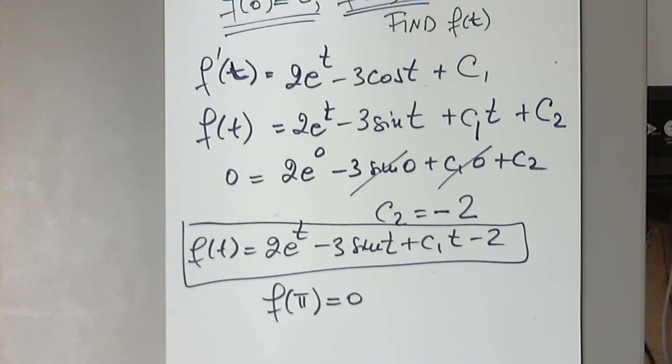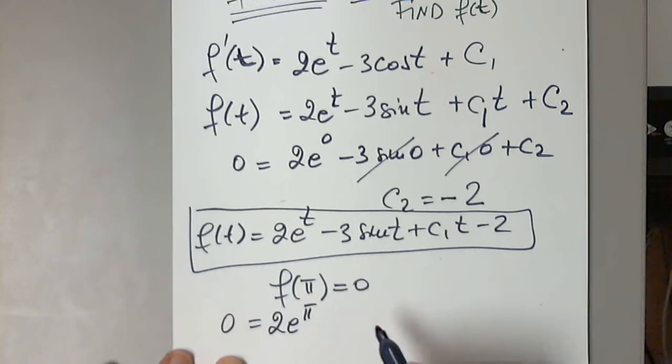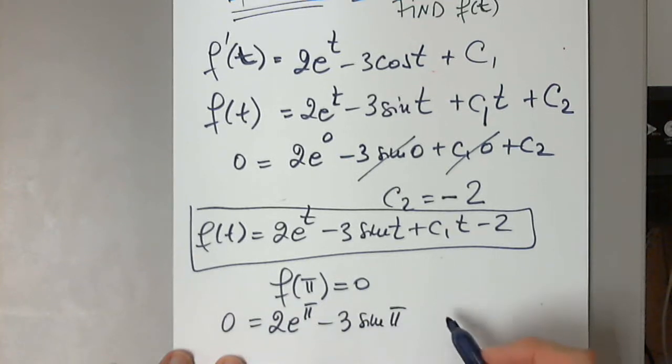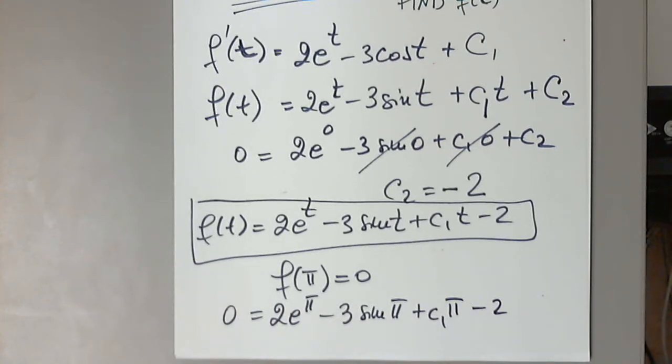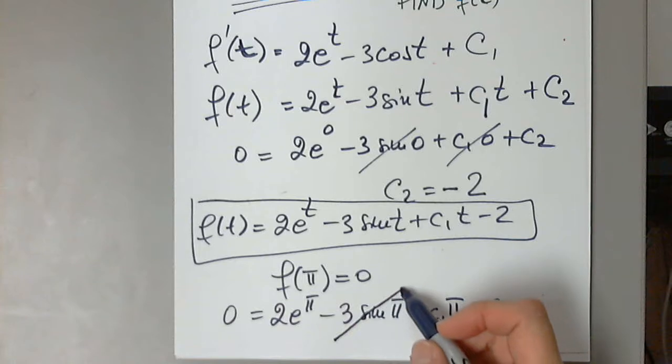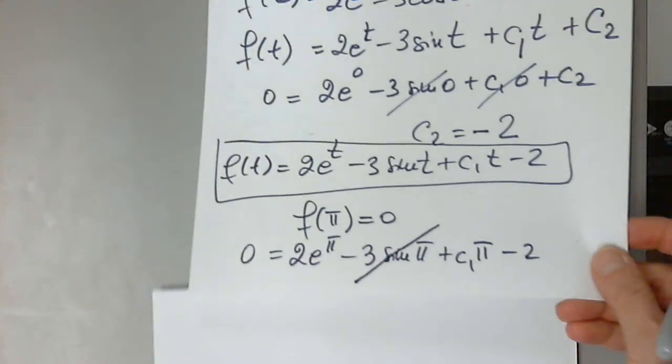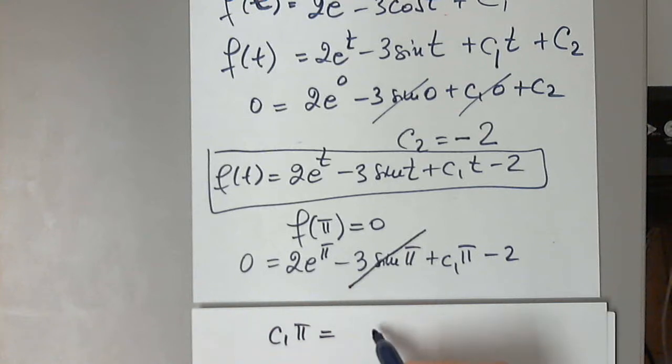From the second condition, we are going to determine c1. So again, the left-hand side is 0. 2e to pi minus 3 sine pi plus c1 times pi minus 2. 2e to pi is a number, I can simplify that. But what about sine pi? Sine pi is 0. So then c1 pi equals 2 minus 2e to pi divided by pi.